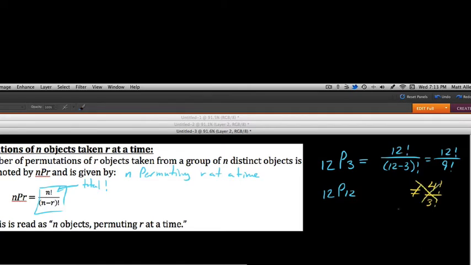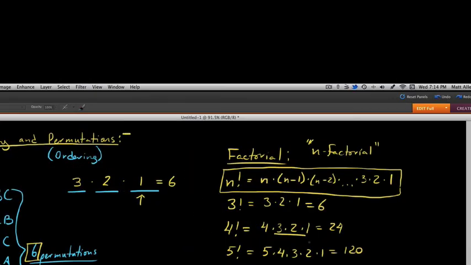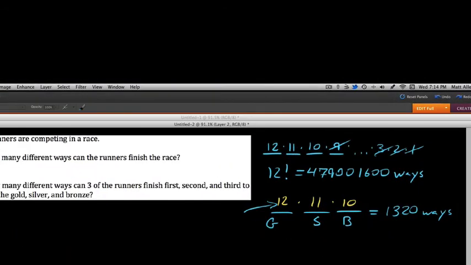Do not do this. Really, when we say 12 factorial over 9 factorial, we're saying 12 times 11 times 10 times 9 times 8 times dot dot dot times 2 times 1, all over 9 factorial, which is 9 times 8 times 7 times 6 and so on. What you'll notice is that 9 and everything after it down to 1 cancel out with 9 and everything after it down to 1 up here, and we're left with the 12 times 11 times 10 that we had in the example with our runners. So it would have made our jobs a lot easier.